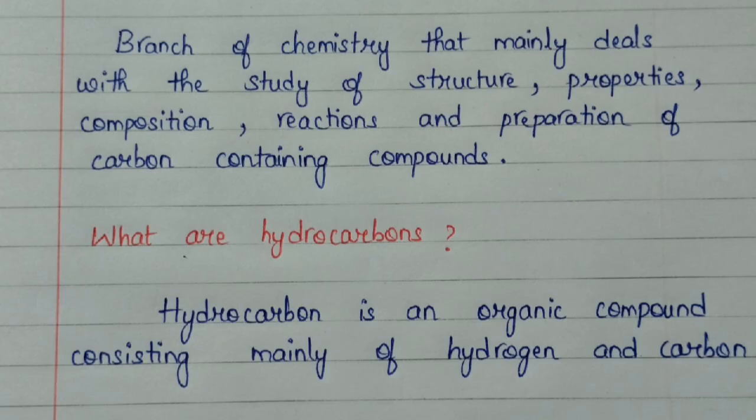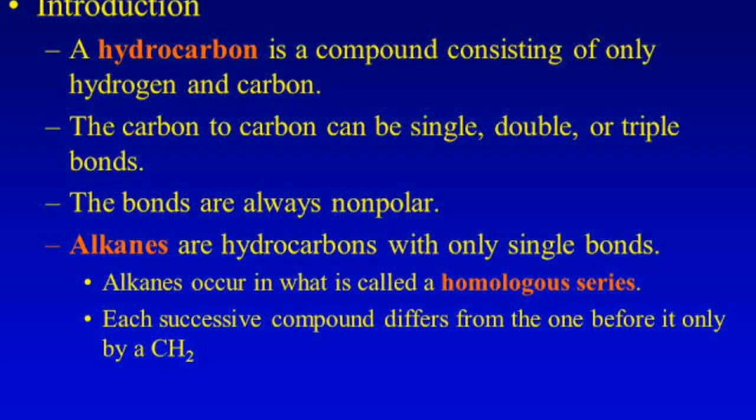Organic chemistry is a branch of chemistry that mainly deals with the study of structure, properties, composition, reactions, and preparation of carbon-containing compounds. Most organic compounds contain carbon and hydrogen. They also include other elements like nitrogen, oxygen, halogens, phosphorus, silicon, sulfur, etc. Organic compounds that mainly consist of carbon and hydrogen are generally referred to as hydrocarbons.